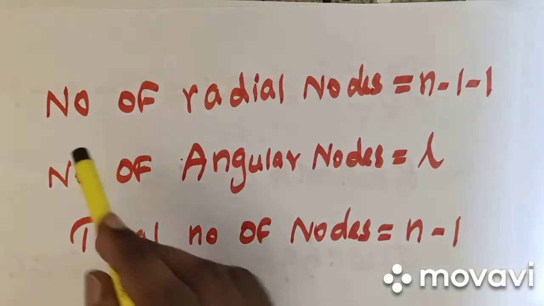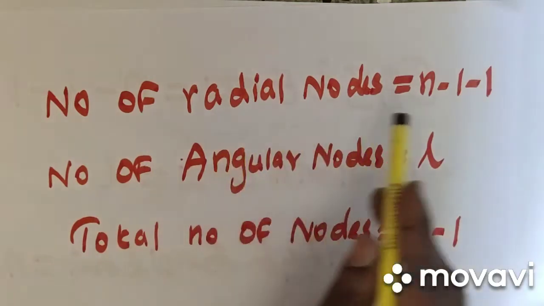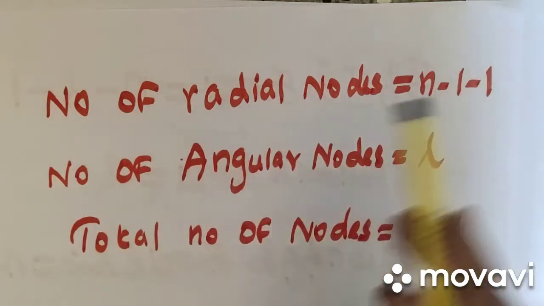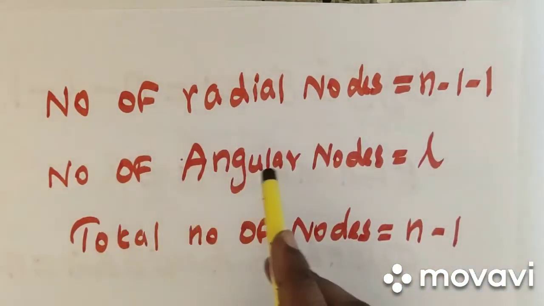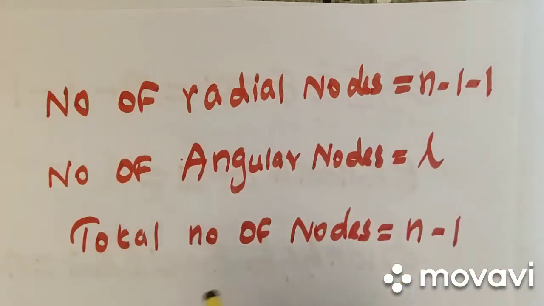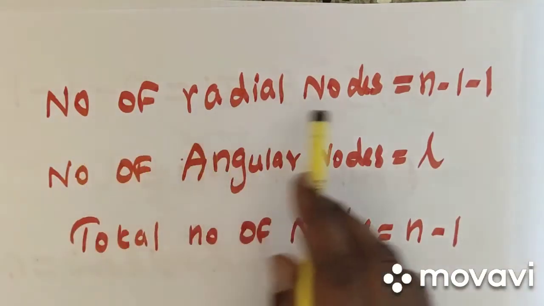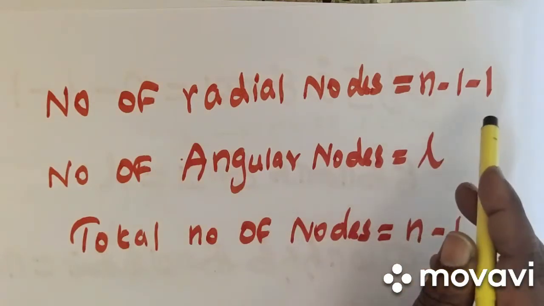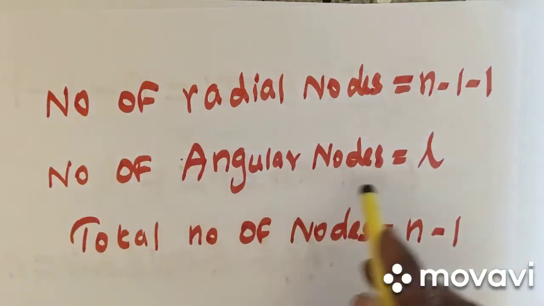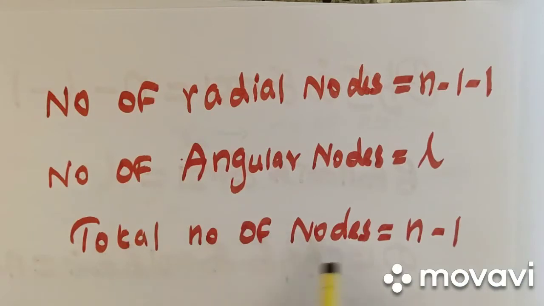How do we find them? Number of radial nodes is equal to n minus l minus 1. Number of angular nodes is equal to l. Total number of nodes is equal to n minus 1.